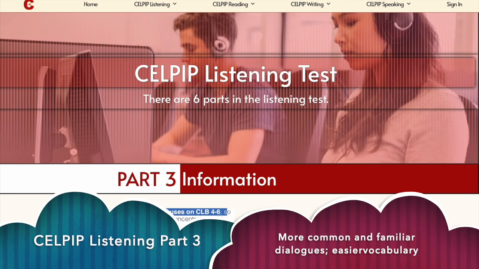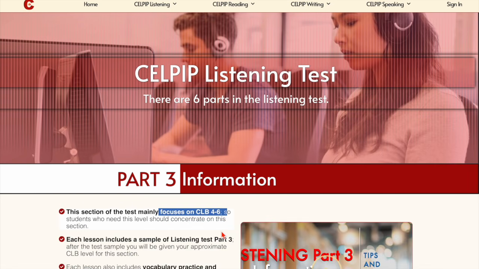That's because this part will have more familiar and common dialogues, more common and familiar vocabulary and expression. And so the questions and the answers will also be more familiar and easier for lower levels to understand, and much easier than parts 4, 5, or 6. So in this part, you need to try to get the most points that you can.